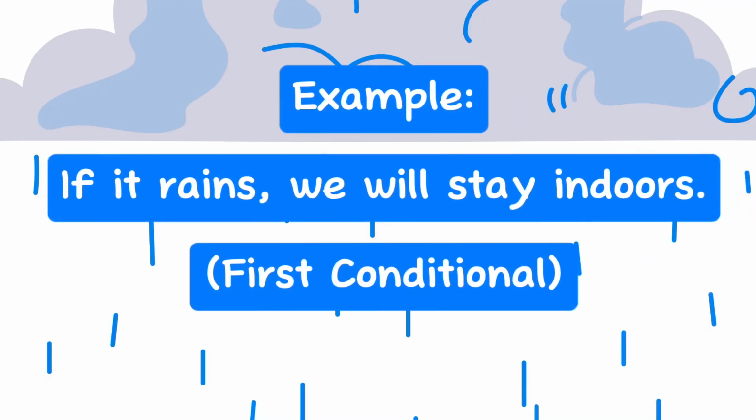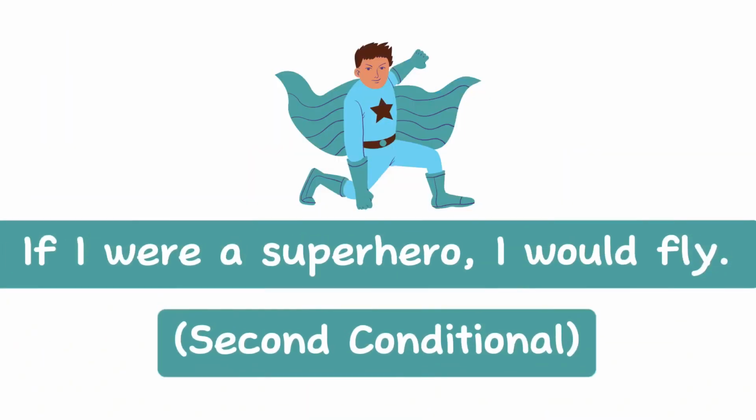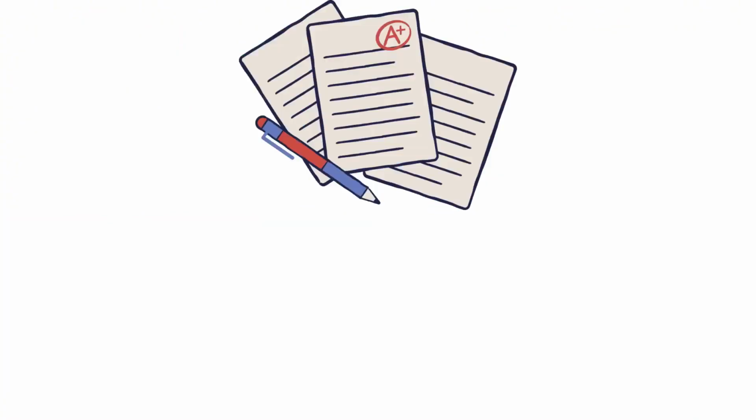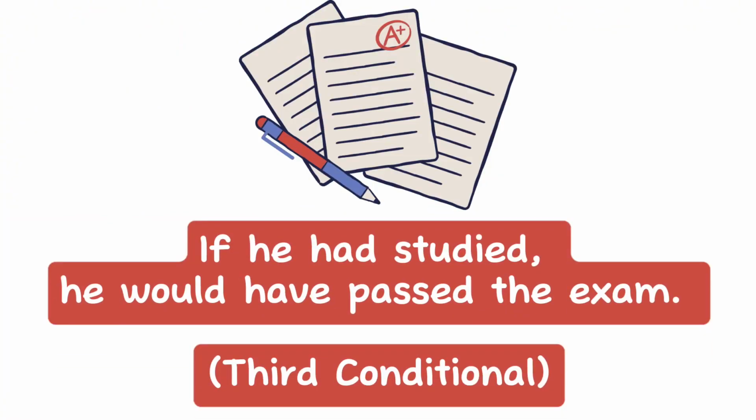Example: if it rains, we will stay indoors, first conditional. If I were a superhero, I would fly, second conditional. If he had studied, he would have passed the exam, third conditional.